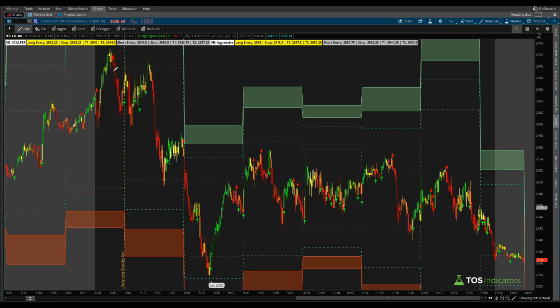If we do start to see volatility pick back up, that's where we have our aggressive volatility box models ready to go with the same level of edge that we're typically used to.